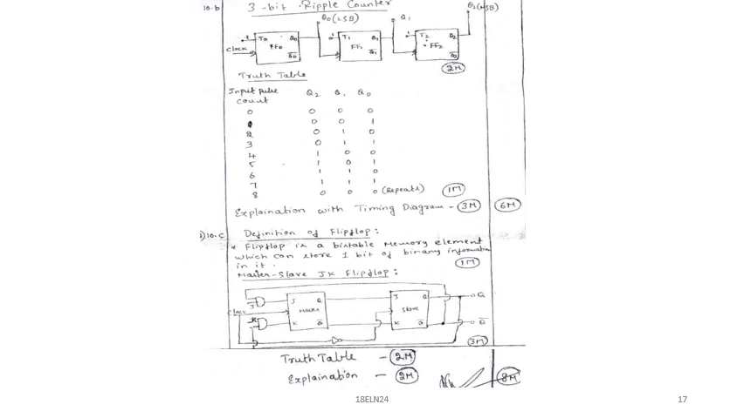Then 10b, the 3-bit triple counter. The counter is a sequential circuit reduced to numbers. It will count from 0, 0, 0 to 1, 1, 1. After it reaches 1, 1, 1, it should go back to 0. So in total it will count 8.